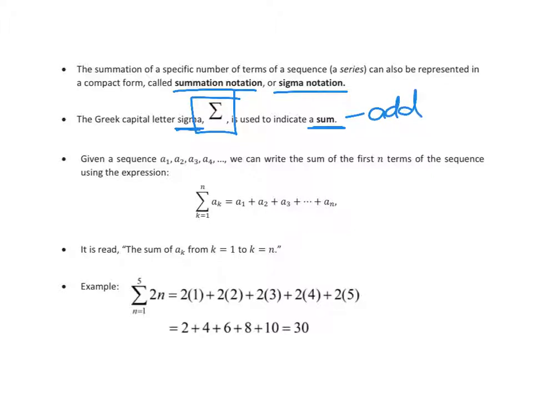So given the sequence, we can write the sum of the first n terms using this notation. So basically when they say k equals 1, I'm going to replace all my k's with the number 1. So that's the first thing I did. This was a sub k, I substituted a 1 into k. Then you just go up in order. So after 1, I plug in a 2. Then I plug in a 3. Now because it means sum, in between each of those terms you have to have a plus sign.